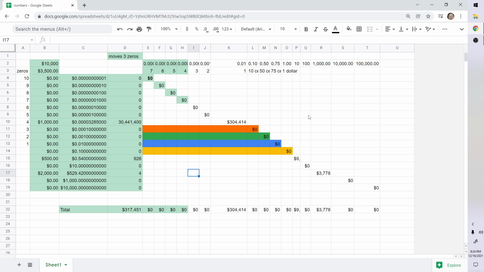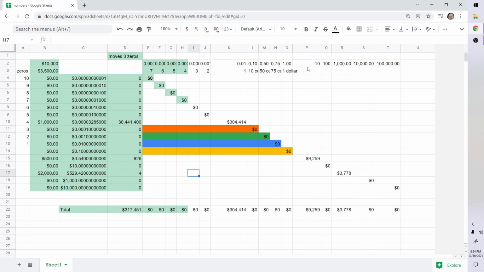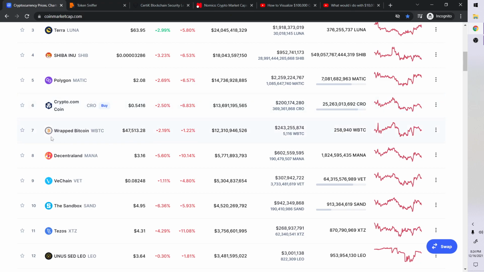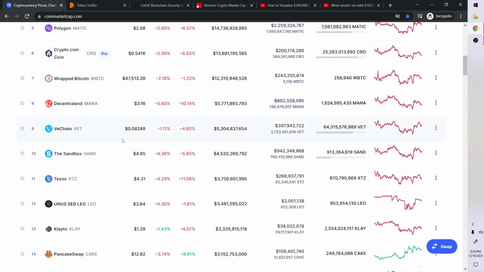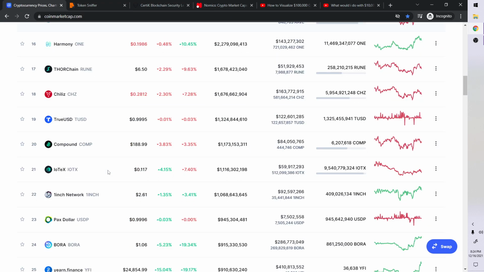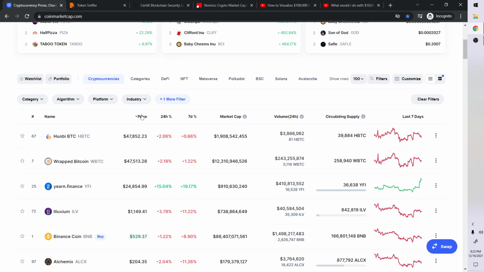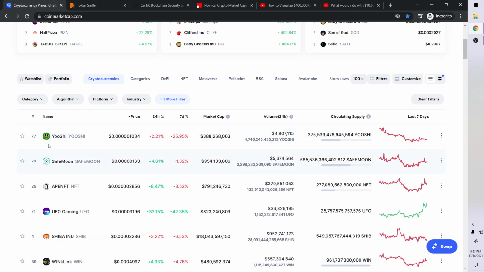Okay. So if the price goes to $10, which is likelihood it might, nobody knows, right? I have 9,000 if it does that. So far we've only spent $3,500. And see Decentraland, VeChain. Let's get one that's really cheaper, right? A lower cost one is Yoshi.